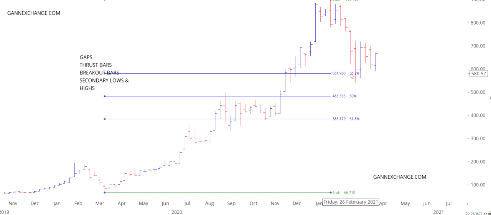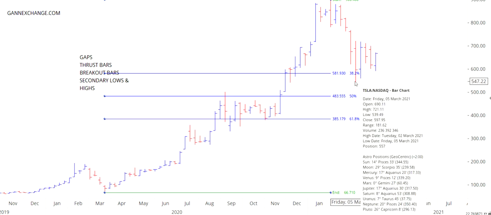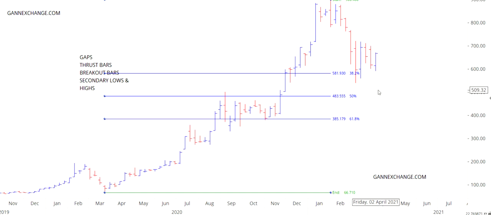Now have a look at that point there. Can you see the market went below the 38% retracement? And we need to ask ourselves why that is happening. Over the years, we have found that measuring from internal bars, gaps, thrust bars, breakout bars, secondary lows and highs can often lead to more accurate levels being obtained. And we'll demonstrate that.